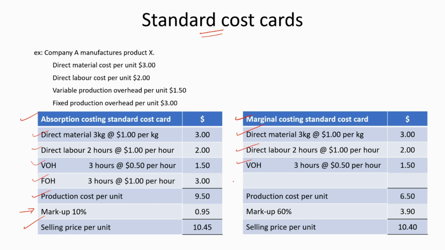These are the production costs under the marginal costing cost card. As you now know, we do not consider fixed overhead for marginal costing, so there is no fixed cost amount. Using the variable production cost, we can calculate the production cost per unit. Then we can add the markup and finally we can calculate the selling price per unit. These are the most common standard cost cards in businesses.